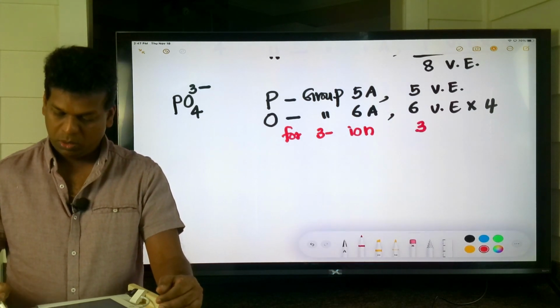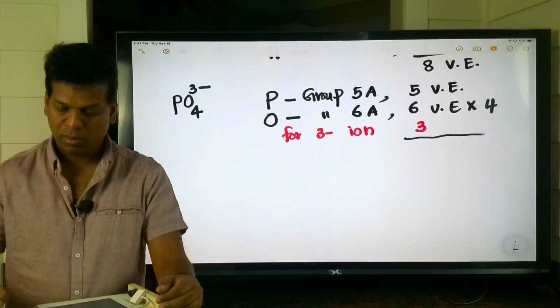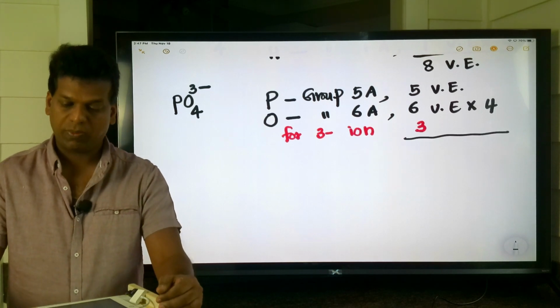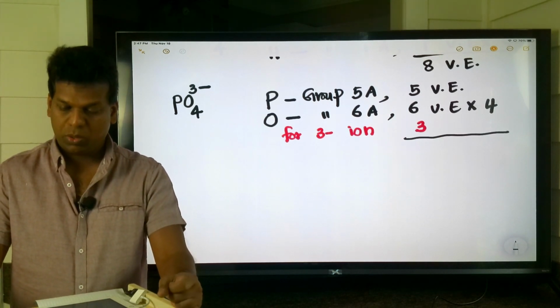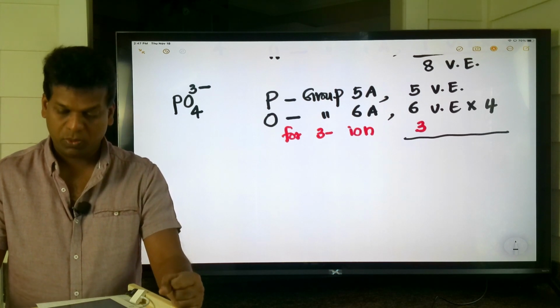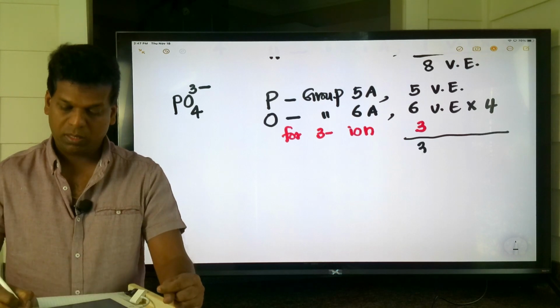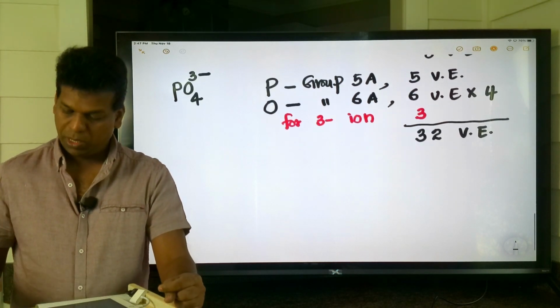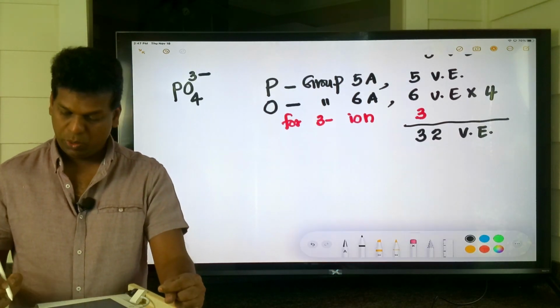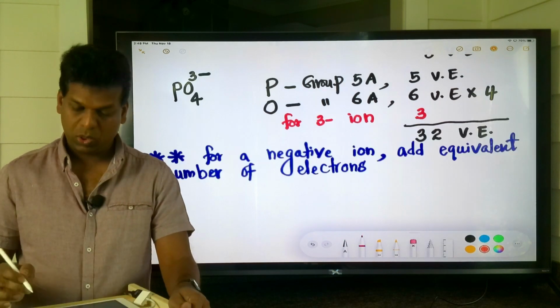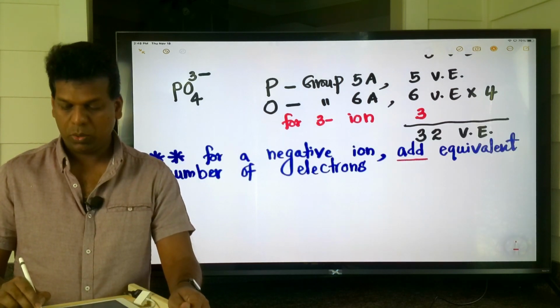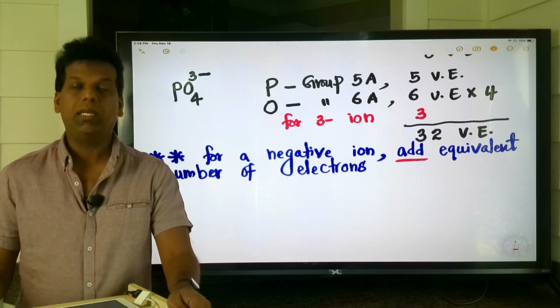Now the total is going to be the sum of all these, so it is 5 plus 6 times 4, that is 24, plus 5 is 29, plus 3 is 32 valence electrons. Let me write it in words so that when you read this you understand. Again, keep in mind, you add electrons when it is a negative ion.